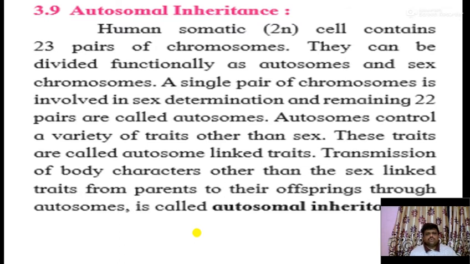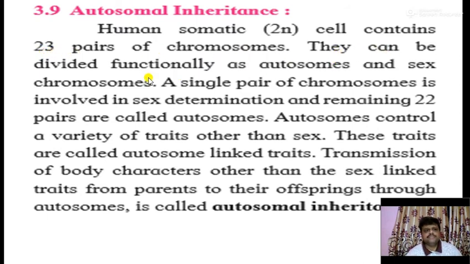are autosomes. So this inheritance is simply related to the autosomes, means this is related to the 22 pairs of chromosomes. Now just see the basic things regarding this particular autosomal inheritance. The human somatic cell, that is 2n, is a diploid cell. It contains 23 pairs of chromosomes. Out of 23 pairs of chromosomes, 22 pairs are autosomes and one pair is sex chromosomes.